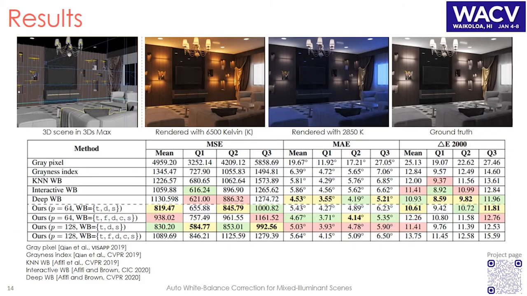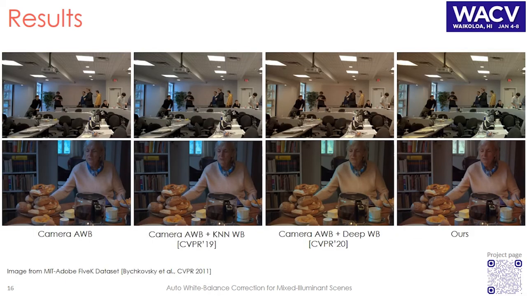In addition, we generated a testing set that includes 150 images with mixed lighting conditions. We begin with 3D scene models and use 3D Studio Max to render the same scene with different white balance settings as shown here, represented by different white balance color temperatures. Here we show qualitative results that show the camera's output, the correction of the camera's output using two state-of-the-art white balance editing methods, and the output generated using our method.